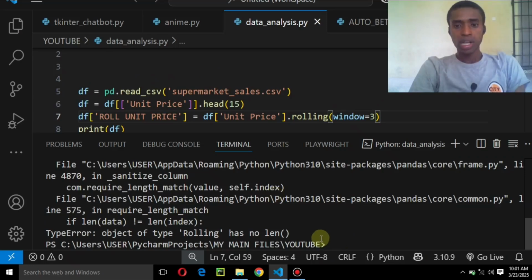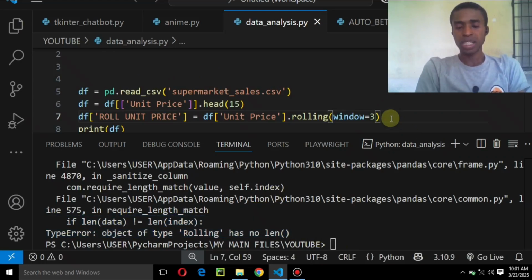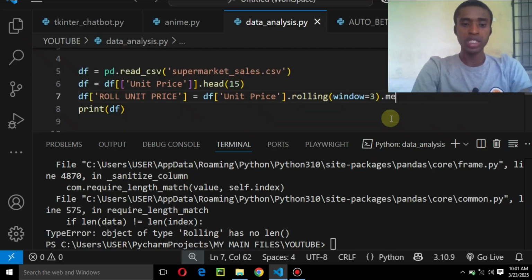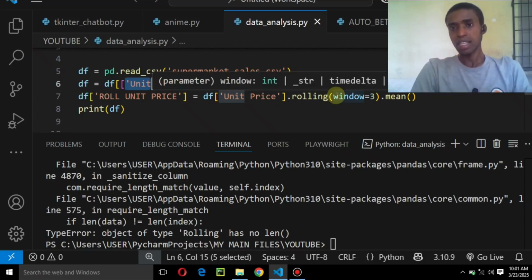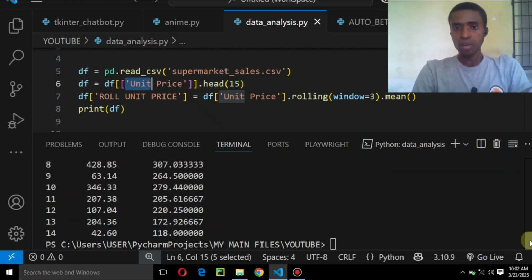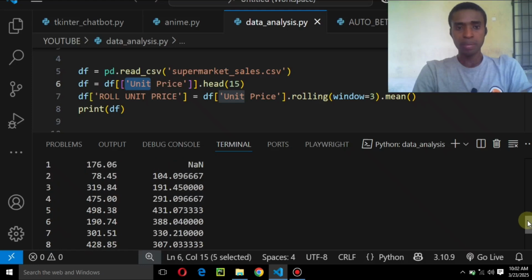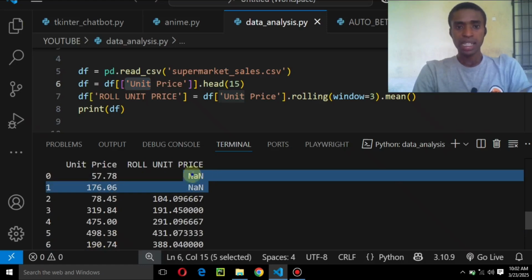When I run this, you can see we got an error. The reason this happens is because I have not selected what my interest is. I can select dot mean. This signifies that I want to get the mean of the unit price from each row, starting from the last 3 days down. Let me run this and explain it a little better. If you run the same thing, you should get something similar to what we have here. We'll get something like NaN here.